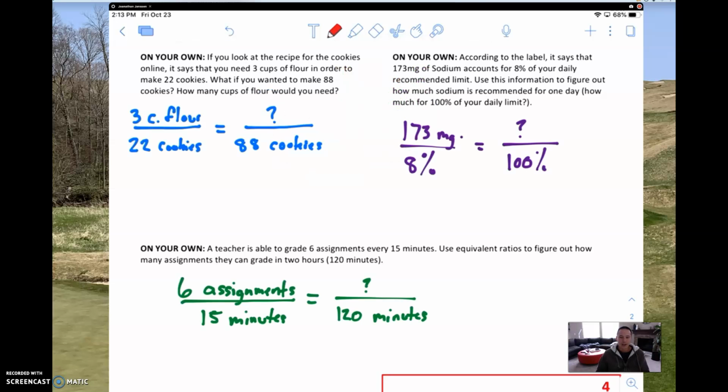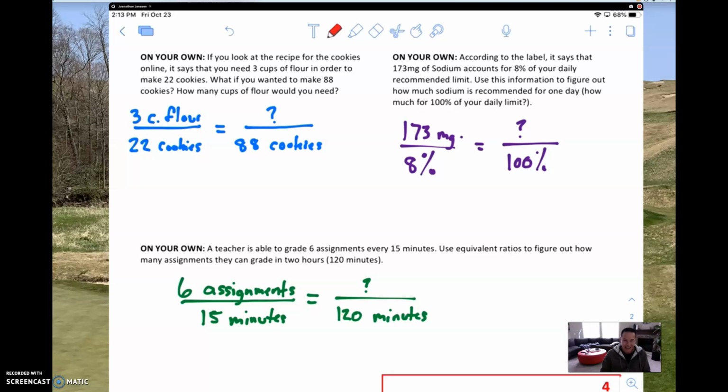All right, welcome back. I just showed you how to set these up, and I'm going to go over these answers for you before we get to that magic word. If you look at the recipe for the cookies online, you had 3 cups of flour made 22 cookies. We went over that earlier. But if you wanted to make 88 cookies, how much flour would you need? So we set up the ratio. 3 cups of flour is 22 cookies.